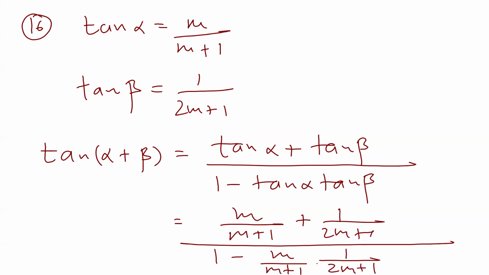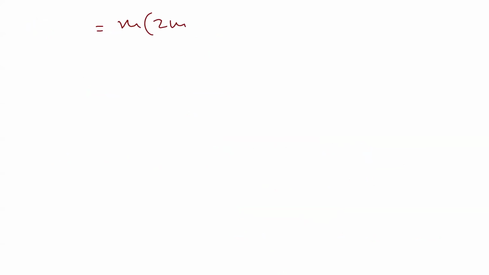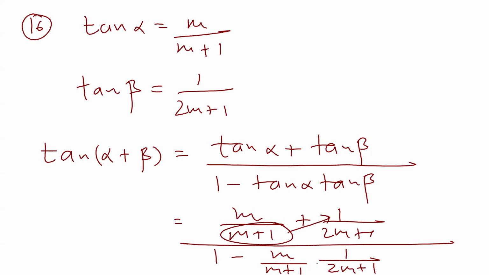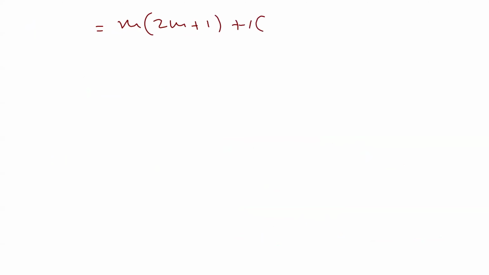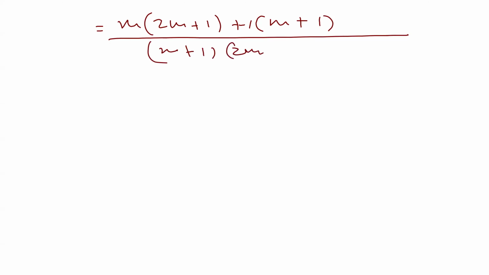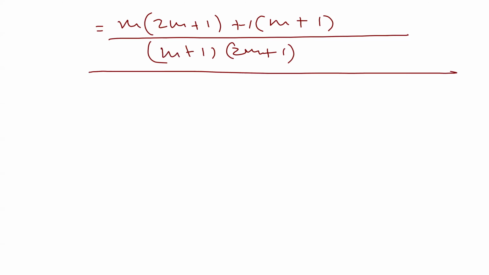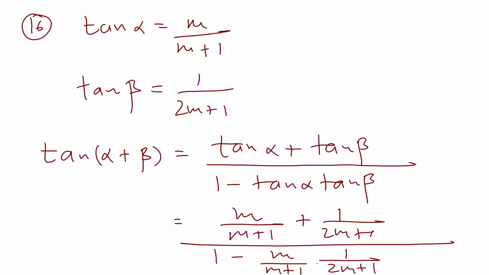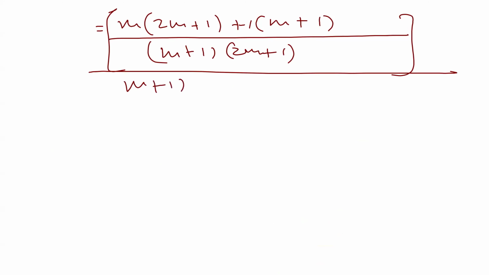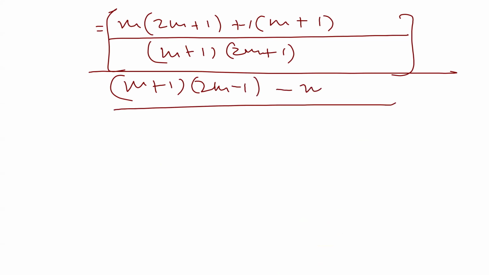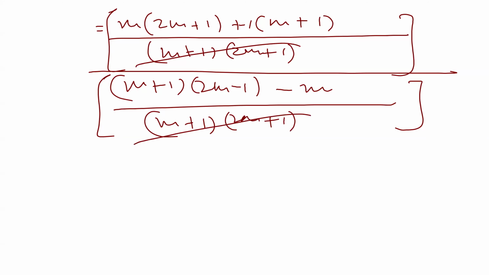So what we can do is take LCM over here in the numerator as well as the denominator. So this is m into 2m plus 1 plus 1 into m plus 1, upon m plus 1 into 2m plus 1, the whole upon m plus 1 into 2m plus 1 minus m, sorry, upon m plus 1 into 2m plus 1. So some cancellations after LCM.